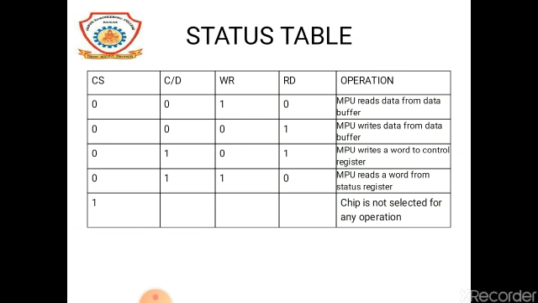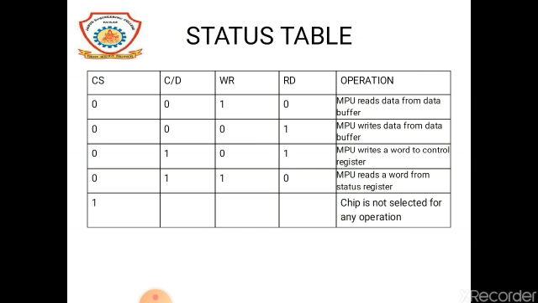So MPU writes a word to control register. In the next row we can see that CS is 0, C/D bar is 1, it indicates control word register again, and WR is 1, it means write will be deactivated, and 0 is given to RD bar, so read signal will be active. So what operation will be performed? MPU reads a word from status register.